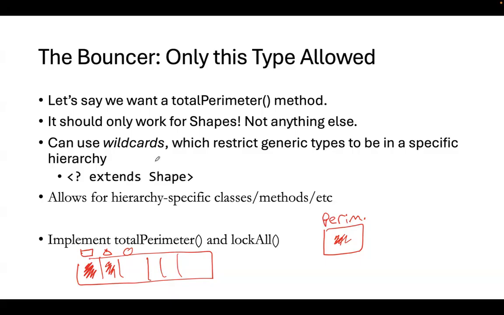And so for that reason, we want to use this ability to restrict, to say that we have a question mark, which says, I don't know what kind of thing I'm going to be given, but it has to be some kind of shape. And so whatever kind of thing I'm given, that's got to be a shape. So that allows us to restrict it, to say you have to be within this hierarchy in order to proceed.